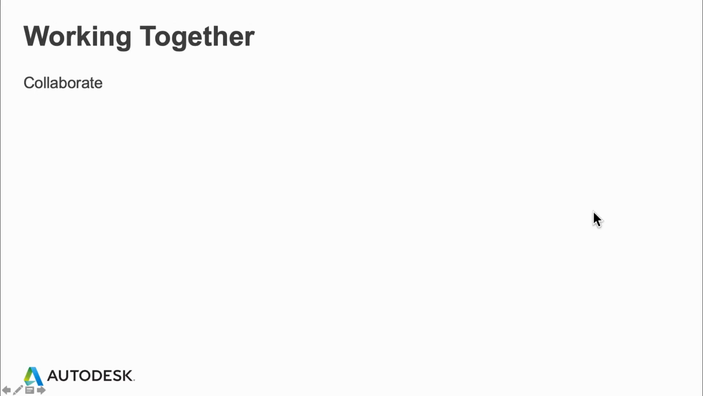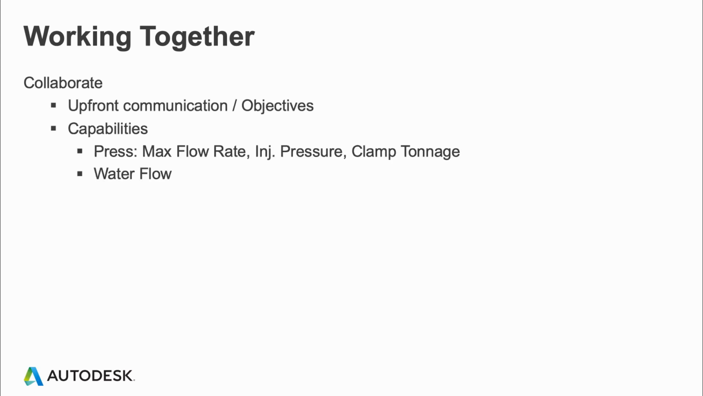So how do we work together to make this work from the mold floor and mold flow side? First of all, we have to collaborate. It's important that we have upfront communication and clear objectives. We need to discuss what we're going to use for our inputs and what we want to accomplish with the analysis. The analyst needs to understand the capabilities.